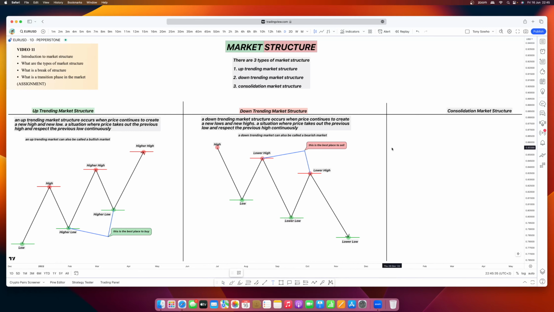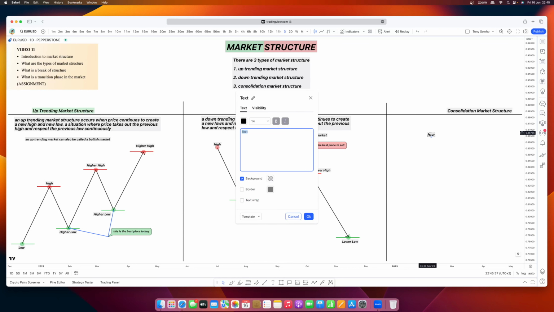So we can say a consolidation market is a type of market structure. So let's come up with a definition of consolidation market. So we can say this is a type of market structure where price keeps on respecting the same support and the same resistance.